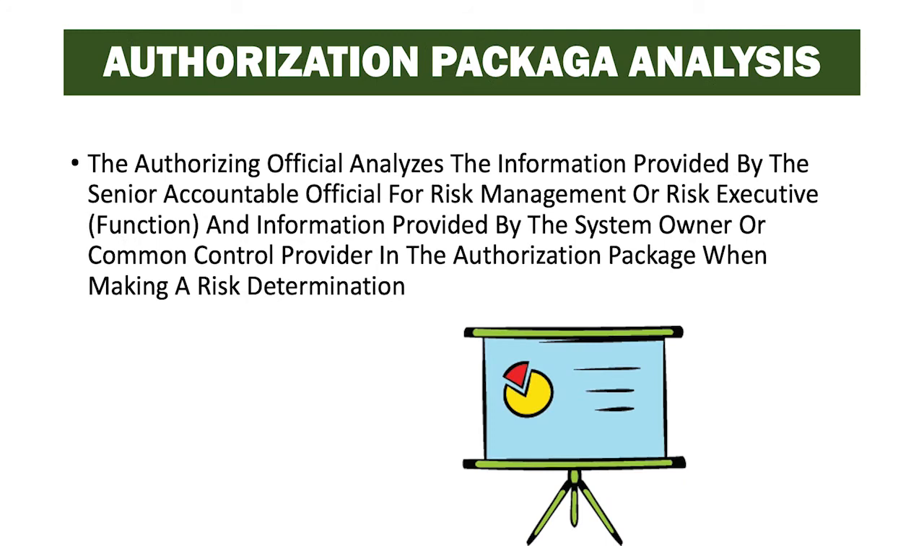The authorizing official analyzes the information provided by the senior accountable official for risk management or the risk executive function and the information provided by the system owner or common control provider in the authorization package when making a risk determination. So they'll balance the information they're given in the authorization package along with the information that's been provided by the risk executive function or the senior accountable official for risk management and determine if this system will be too risky to place into production.